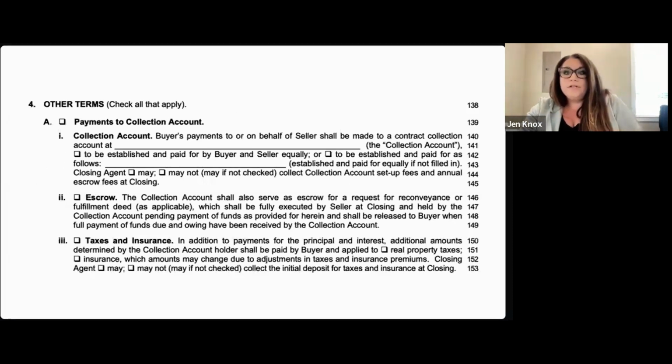If you choose to use a collection agency, which you should, you would need to establish this in advance. You also will have the flexibility to delegate escrow, taxes and insurance, and payments through this form.